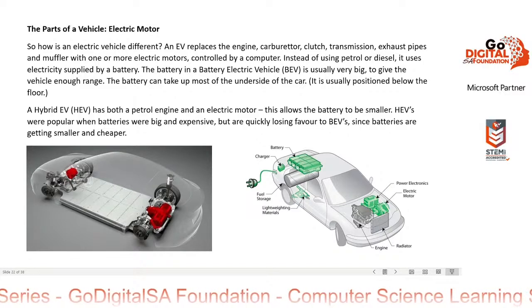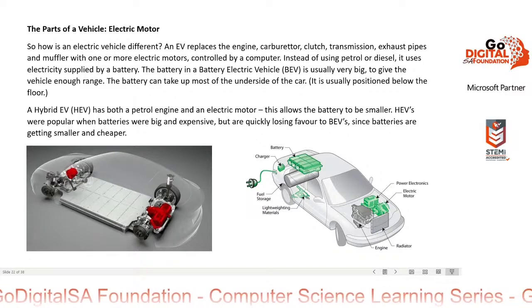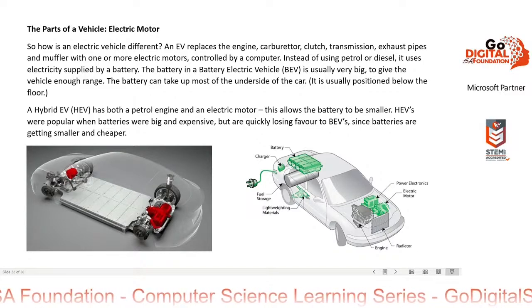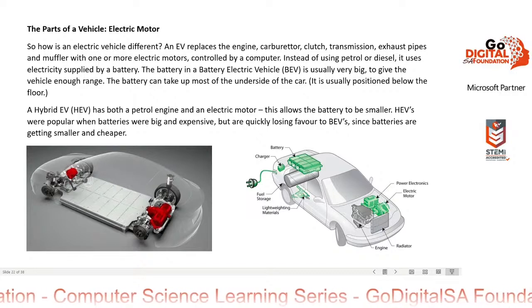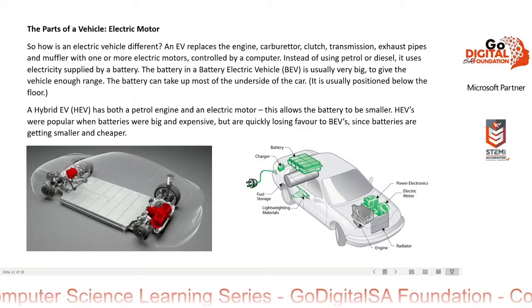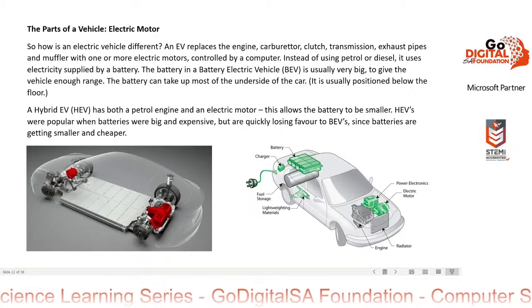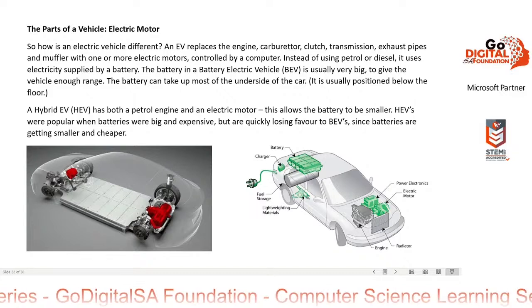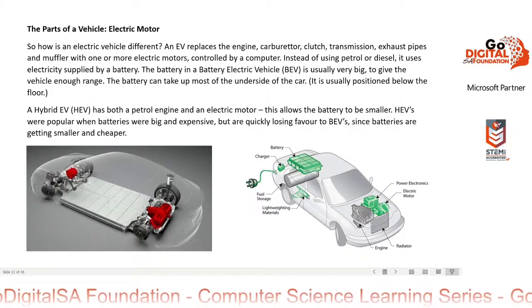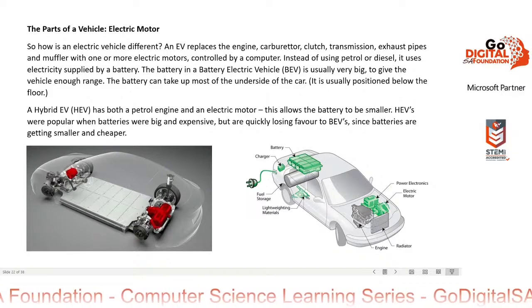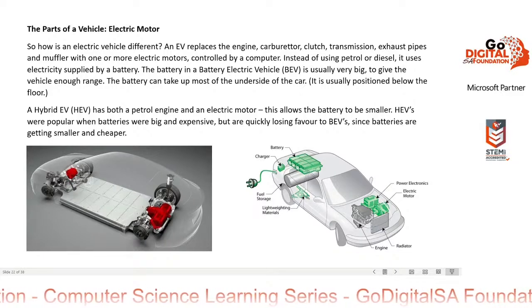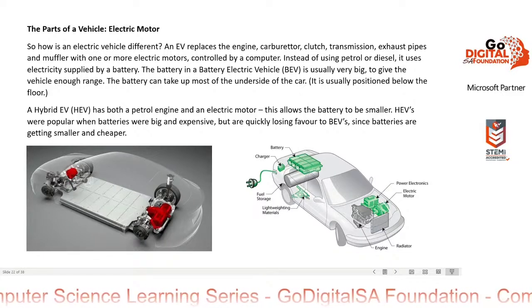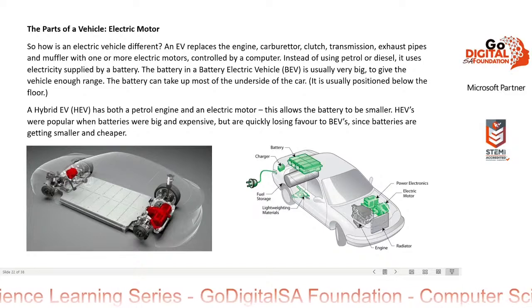The battery in a battery electric vehicle, or BEV, is usually very big to give the vehicle enough range. The battery can take up most of the underside of the car. It is usually positioned below the floor. Okay, so if we just take a look here, this is the battery. So it's a very large battery. And this is what gives it range. If you have a small battery, you can only go so many kilometers, but with a bigger battery, you can go much further.